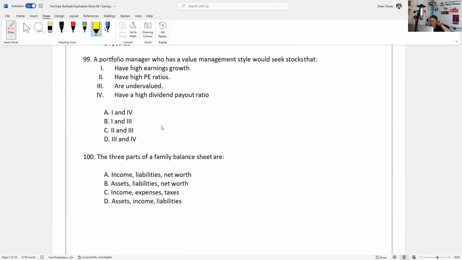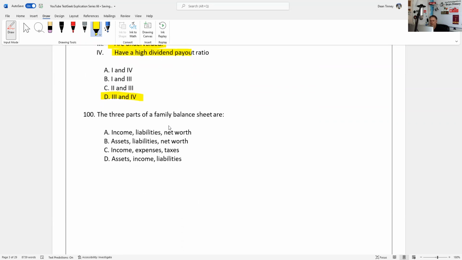A portfolio manager has a value and management style which seeks stocks that have. So value means I'm trying to find undervalued things. So I know I need that, and I know I need that. And so given that answer set, D would be more of a momentum guy. I'm buying growth stocks, right? So momentum, so 3 and 4. Boy, I like this one.